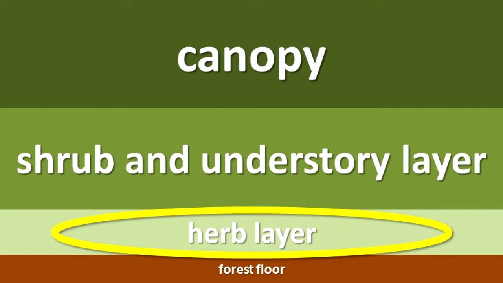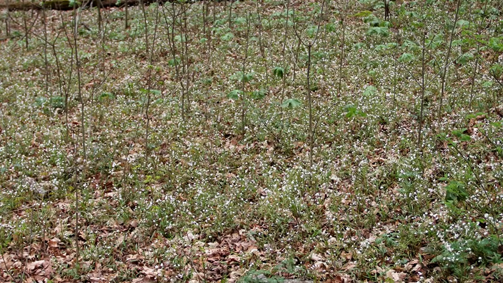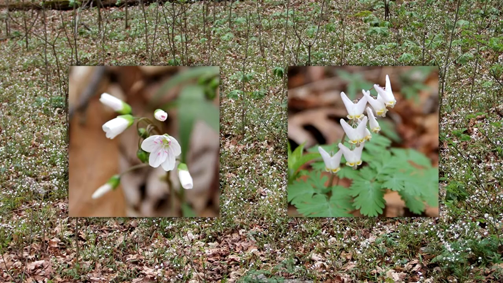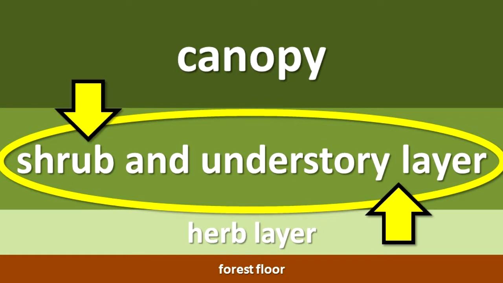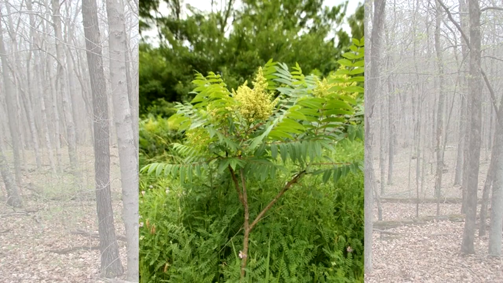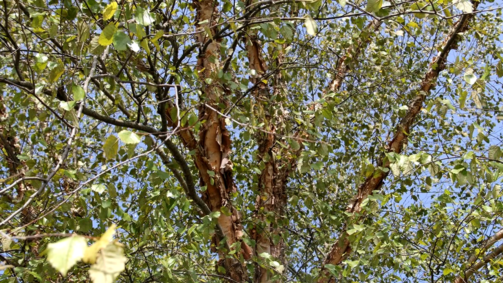The herb layer is composed mainly of green plants with soft, non-woody tissues. Most of the herbs in the forest are wildflowers. The shrub and understory layer is taller than the herb layer, but not as tall as the canopy. A shrub is a small woody plant that has several stems rising from the ground at the same spot. Some shrubs are small trees that eventually may grow into large trees.